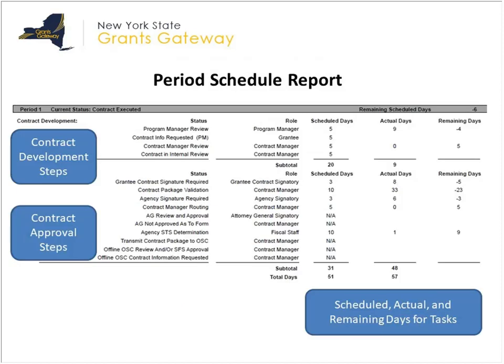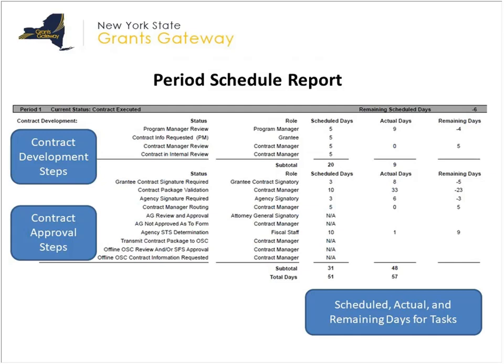All right, there is something on the home page of your contract in the Grants Gateway called the Period Schedule Report. A lot of people don't really need to look at it, but I wanted to let you know what it is. What it is, we schedule things. We give a certain number of days for different steps in the process to happen. And if we go over that, that affects the overall goal of getting your contract done and signed and ready to go prior to your start date.